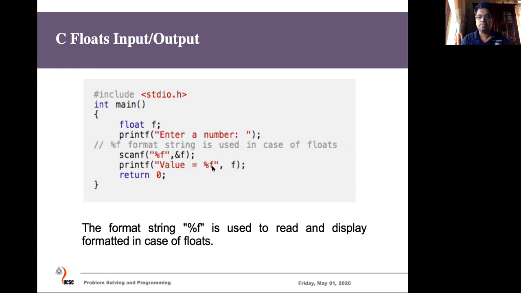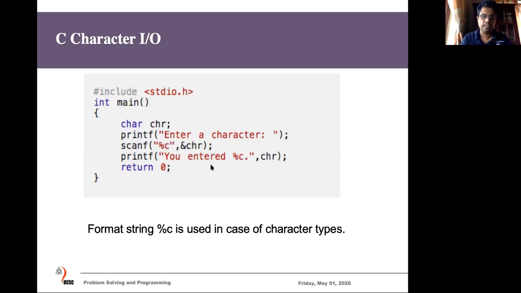Percentage f prints it in decimal format. In case you want to specify how many decimal places are required, we have to put a dot and the number, that is how many decimal places. As I have already demonstrated, I think you understood it.